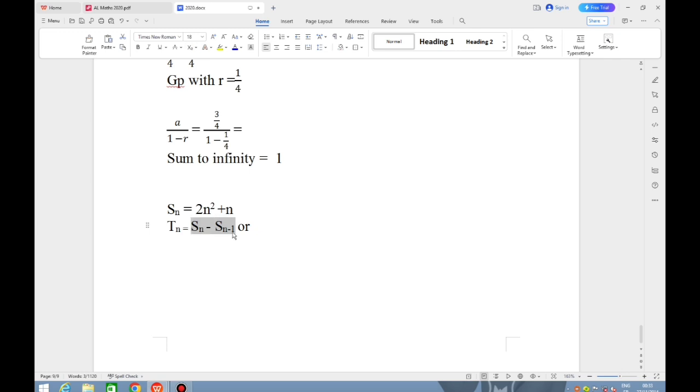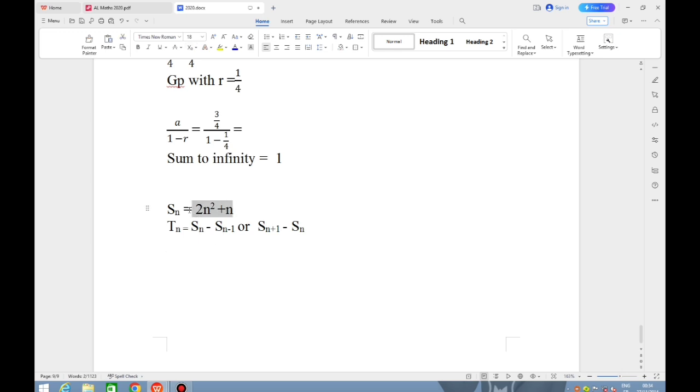Or it can be the sum of the n plus 1 terms minus the sum of the n terms. So yeah, this is n plus 1. So the Tn term can either be the sum of the first n terms minus the sum of the first n minus 1 terms, or the sum of the first n plus 1 terms minus the sum of the n terms. Now we're going to use the first condition, Sn minus S(n minus 1).